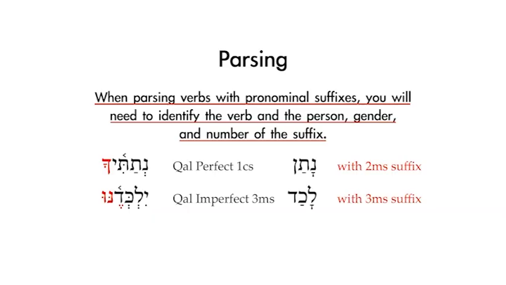So when we see something like nathatikha, we want to parse that as the qal perfect 1cs from nathan, noon, tav, noon, with a 2ms pronominal suffix. Similarly, when we see a form like yilkadenu, we're going to parse that as the qal imperfect 3ms from lakad, lamed, kaf, dalet, with the 3ms pronominal suffix. So make sure that when you see a verb and you parse it, you're giving all the information, everything that appears with it.